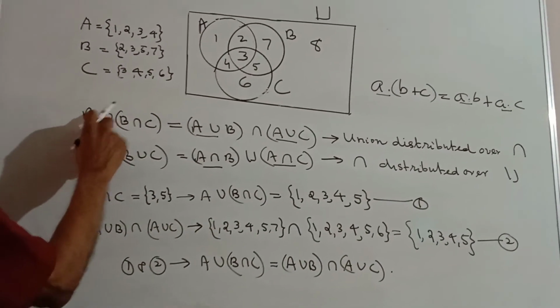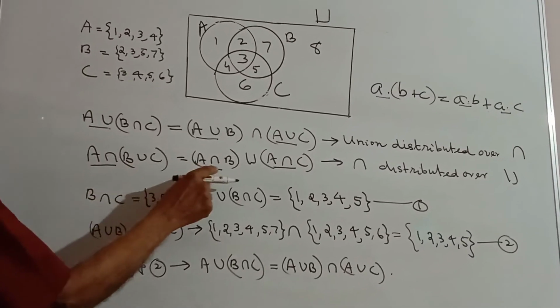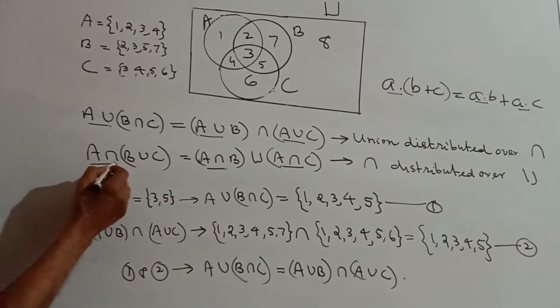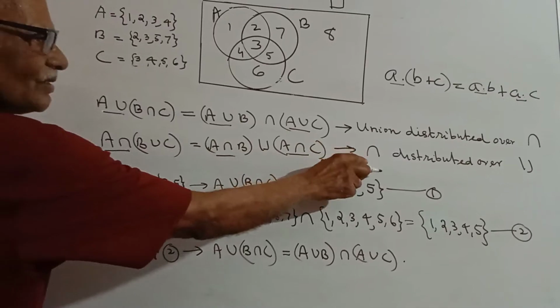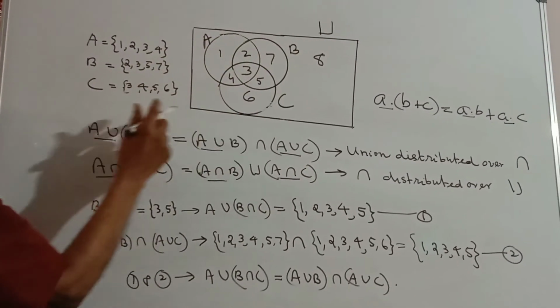Union is distributed. Similarly, A intersection (B union C) is (A intersection B) union (A intersection C). That A intersection will come always together. Intersection is distributed. Now for a proof, you have the Venn diagram.